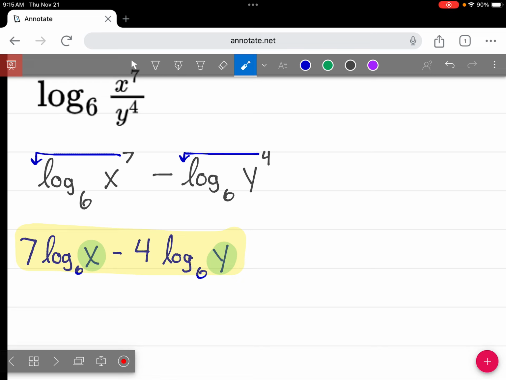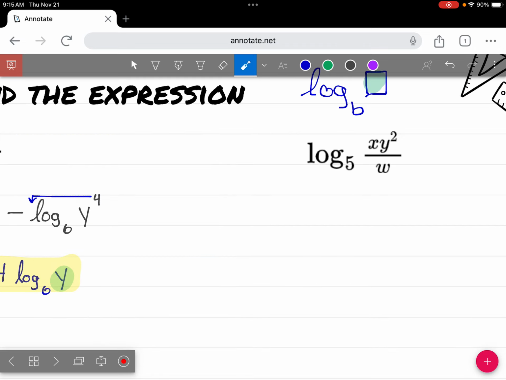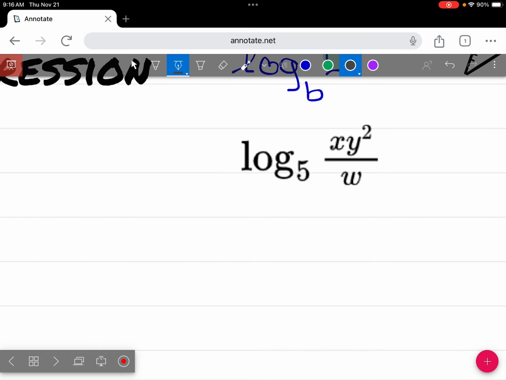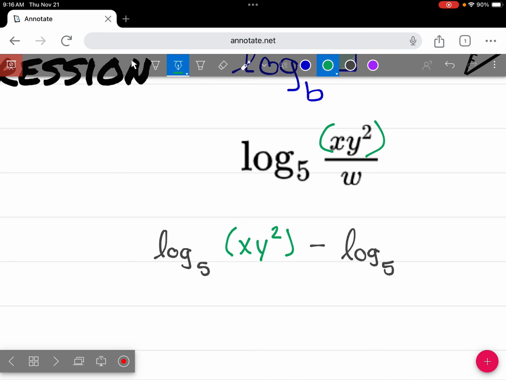The next one is very, very similar. But questions on the first one? Okay, so we're going to do our quotient rule first. So this is going to become log base 5 of our numerator, so my xy squared, minus our log with the same base of our denominator, w.